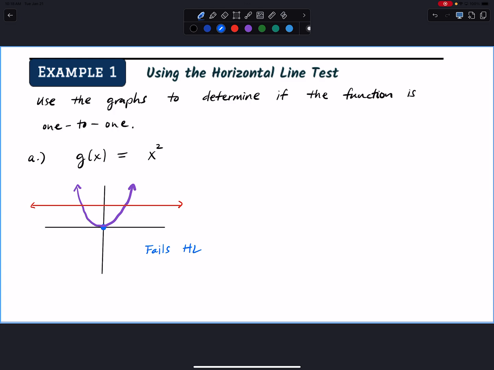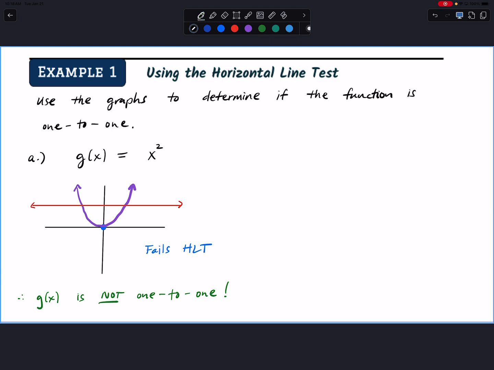So this fails the horizontal line test. So what's our conclusion? Yes, so f of x, therefore, f of x is not. Oh, g of x, thank you. I'm looking at my notes from last year. G of x is not one-to-one. Sometimes I change things. I just wasn't paying attention, sorry.